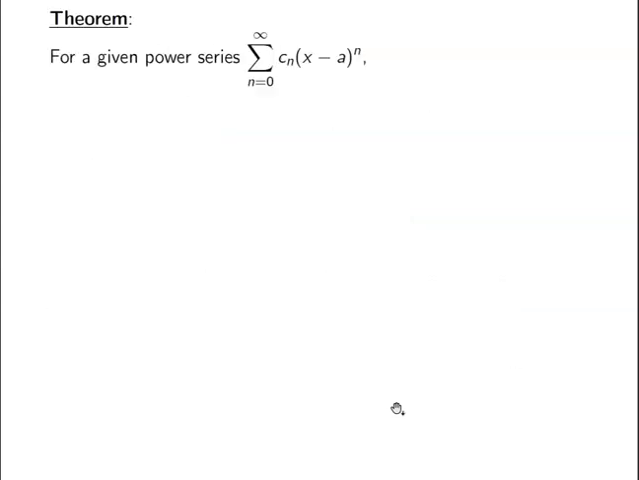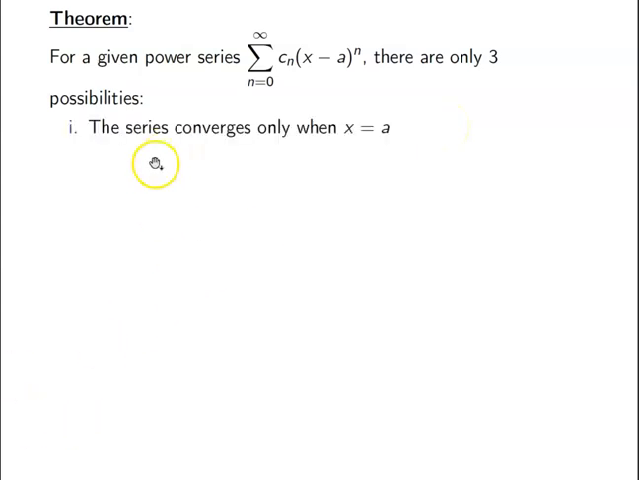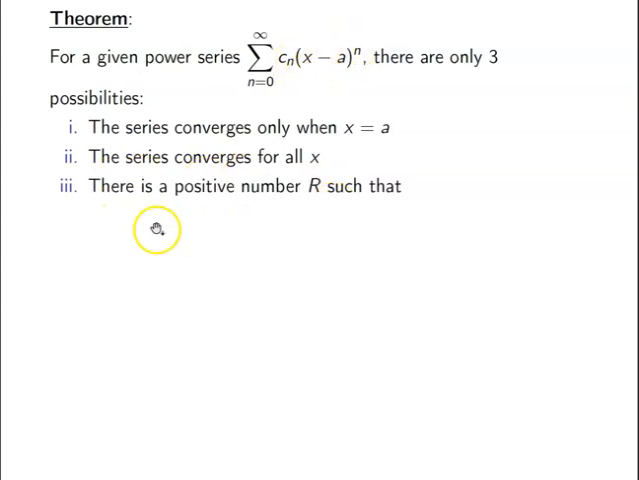So let's look at a theorem. For a given power series centered about a, there's really only three possibilities. One is that the series converges only when x is equal to a. The second possibility is that the series converges for all values of x. And the third is that there's a positive number r such that the series converges if the absolute value of x minus a is less than r. Basically, what this is saying is that we are within a radius of r away from a.